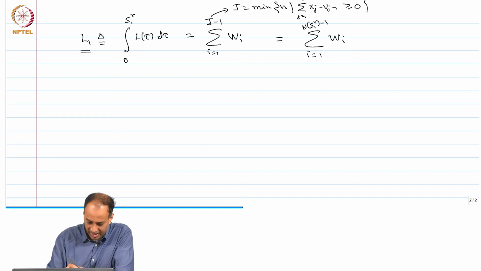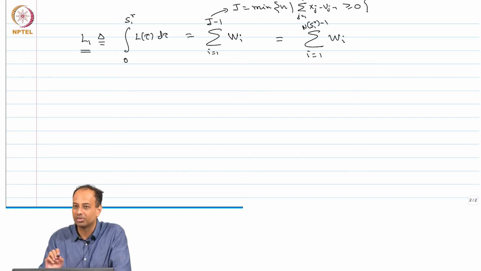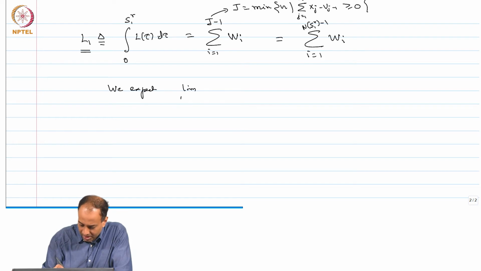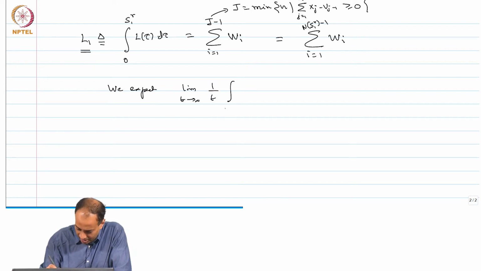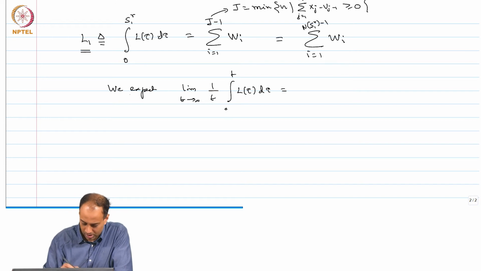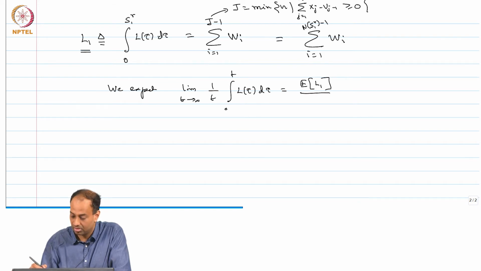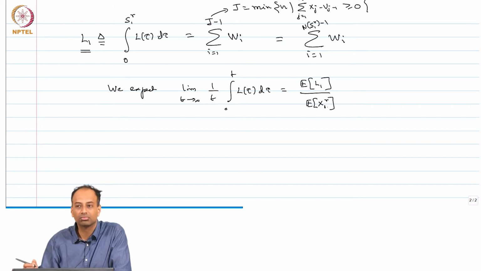So, I would expect this, right, if renewal reward works out for this big renewal process, this purple renewal process, we expect this limit t tends to infinity 1 over t integral 0 to t L tau d tau should be equal to expected, can you tell me, expected what, L n, right, or L 1 does not matter, expected L 1 over expected renewal duration, which is x 1 r almost surely.